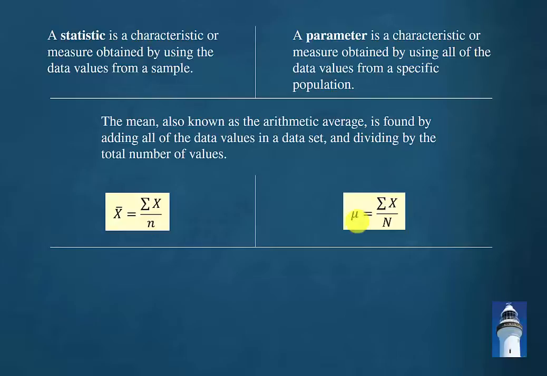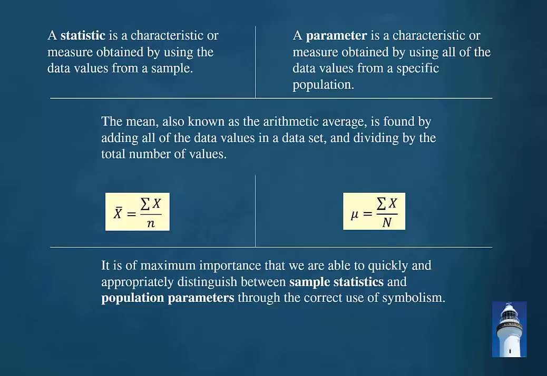Whenever we calculate the population mean, we would use the Greek symbol mu to represent the population mean. Note that the numerator for this calculation is similar. We're going to add up all of the data values associated with that variable. And then when we divide, we'll divide by the size of the data set, but this time the uppercase N has been used to represent the population size. It is of maximum importance that we are able to quickly and appropriately distinguish between sample statistics and population parameters through the correct use of symbolism.